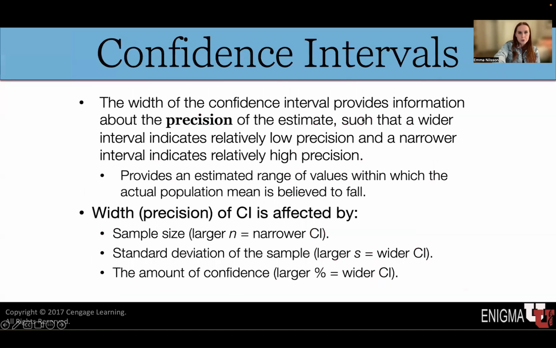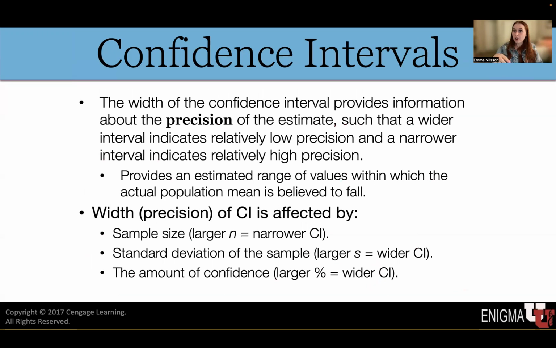Just a quick review. Remember that the width of our confidence interval, how wide it is, is going to provide information about how precise our estimate is. If you have a wider interval, it means that you have low precision in your estimate. If you have a narrow interval, it means you have pretty high precision.